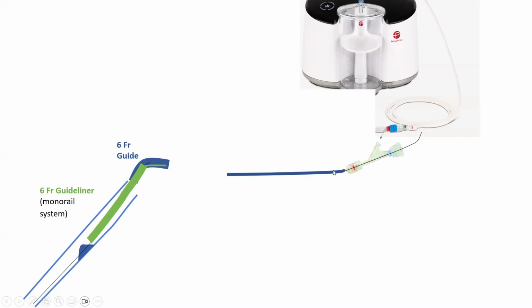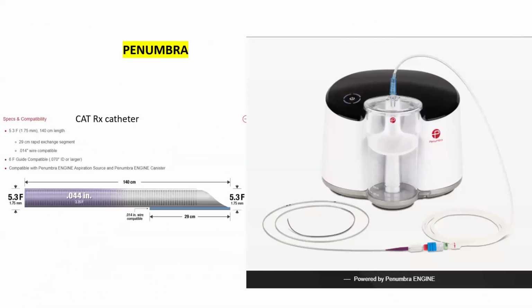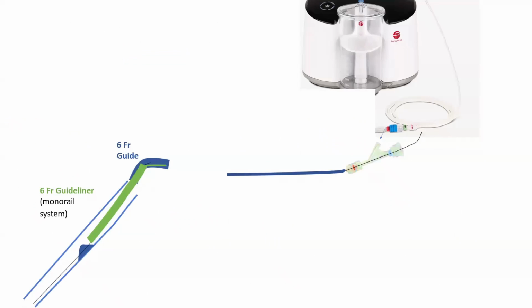So that suction system will eventually be in line with the guiding catheter and with the guide liner all the way into the clot. So it will suck basically the clot through the large lumen of the guide liner, which is larger than the lumen of that flimsy Penumbra catheter. So you'll be able to achieve much more suction through this system.